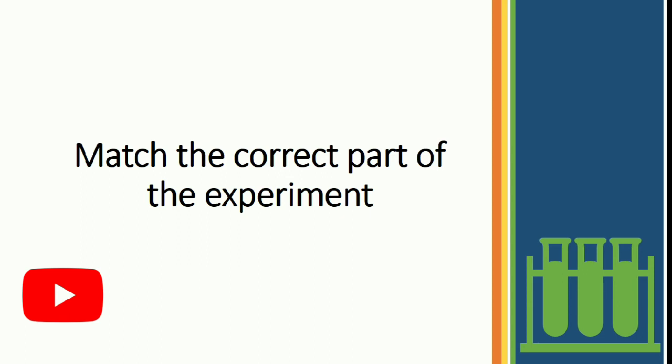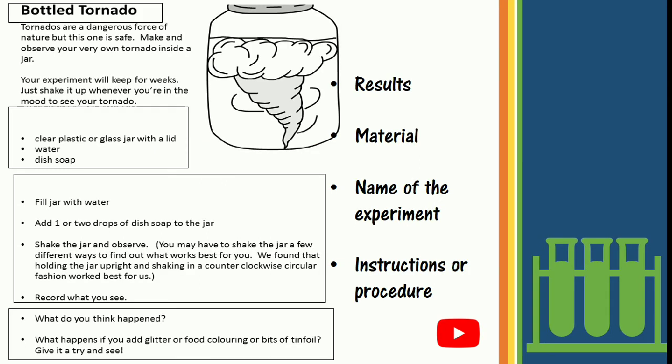Match the correct part of the experiment. Here you have the 4 parts of the experiment. On the left side you have the parts, but we don't have the name. And on your right side you have the parts. So match the parts with the correct one. Here we have the answers. Check if you are correct or incorrect.